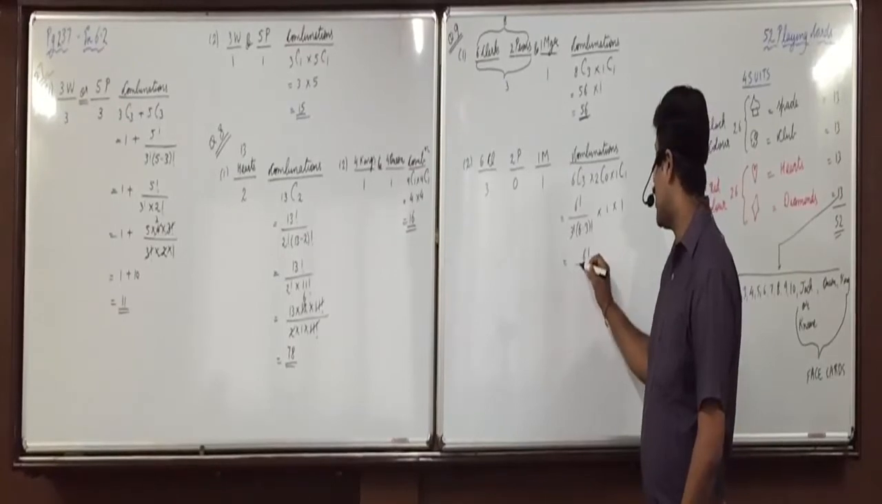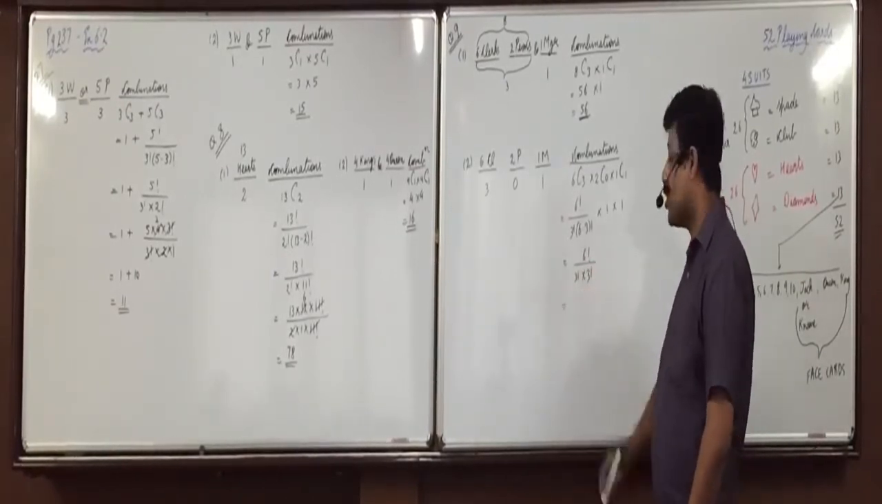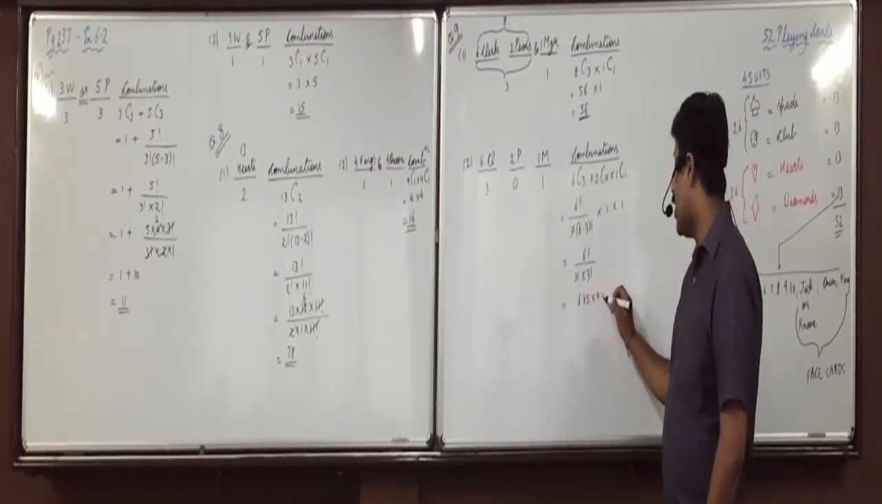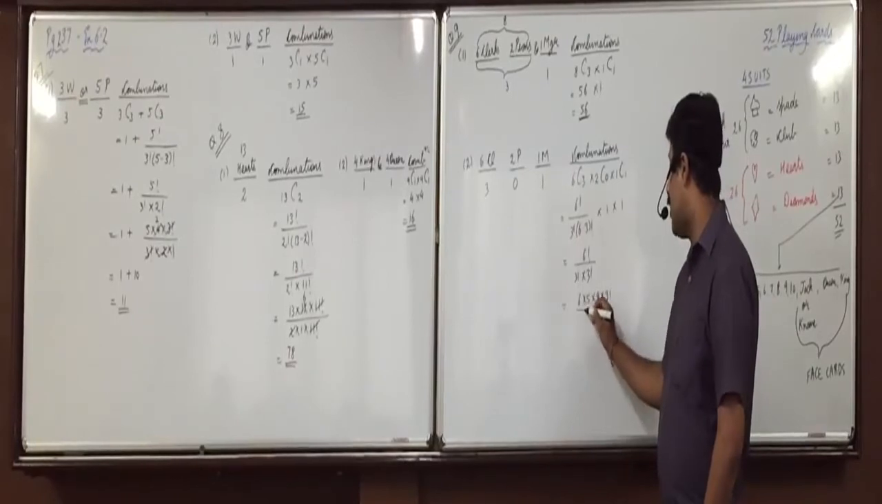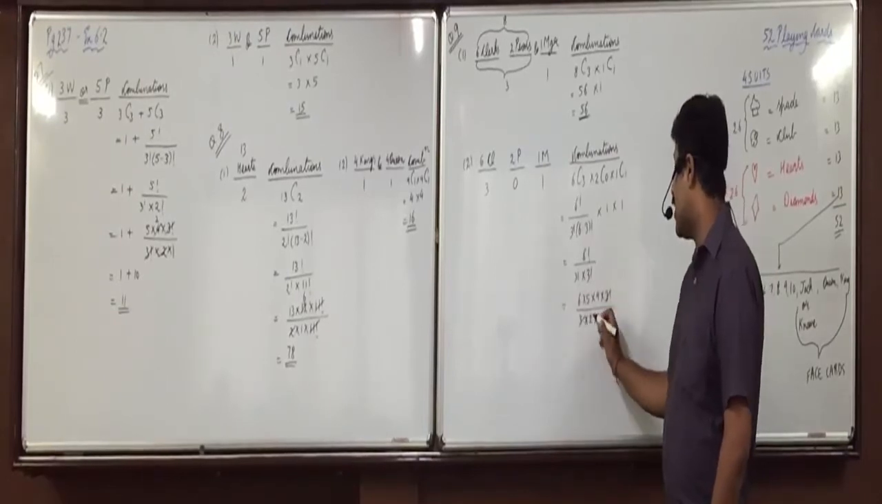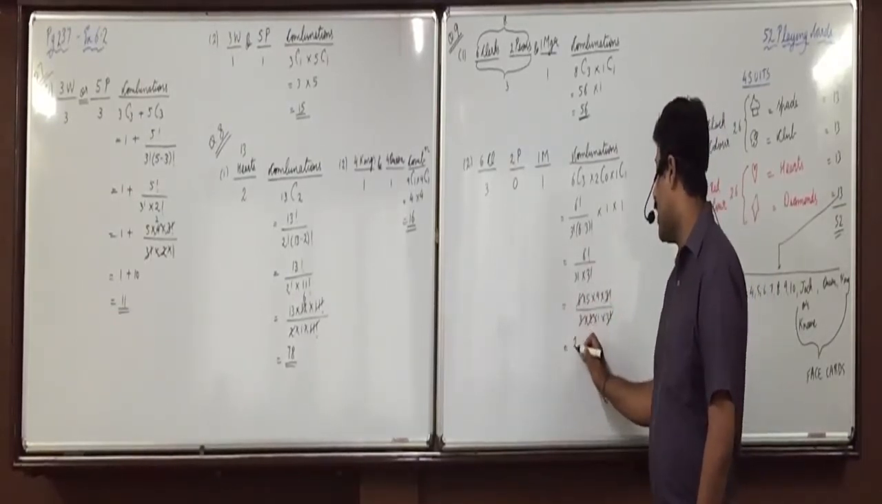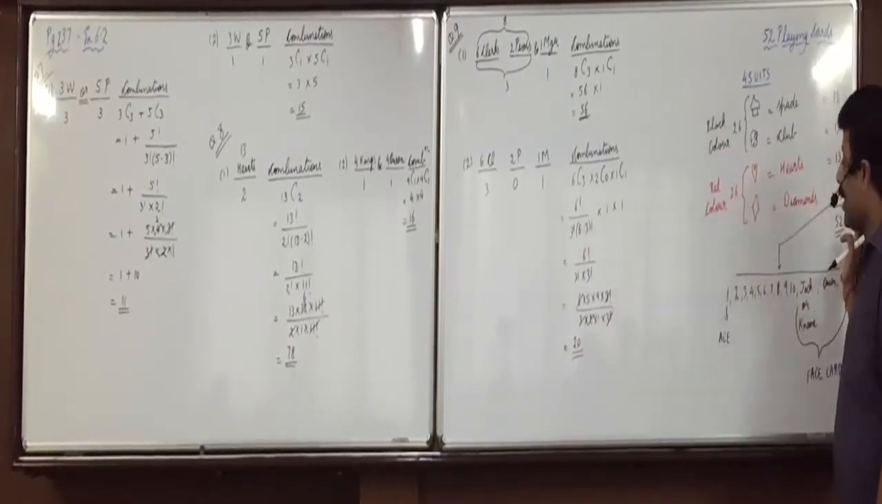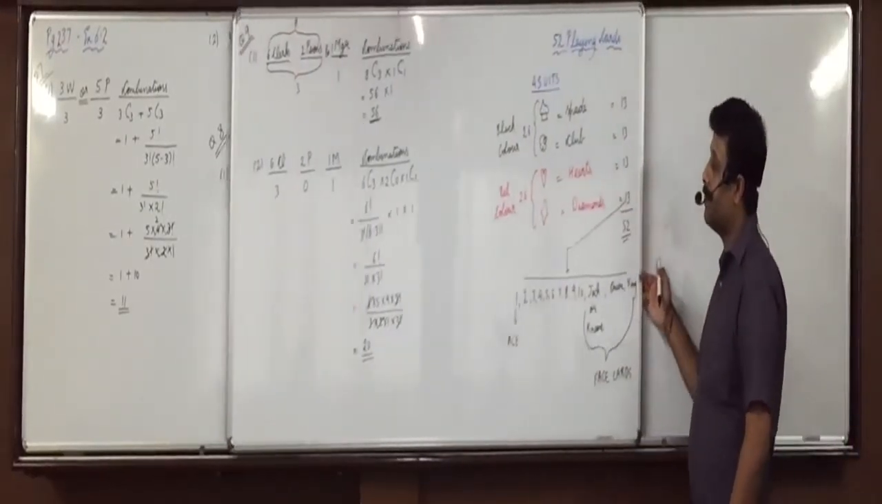So 6 factorial upon 3 factorial into 3 factorial. Yes, correct. 6 into 5 into 4 into 3 factorial upon 3 into 2 into 1 into 3 factorial. 3 factorial cancel, 3 into 2, 6 cancel, 5 into 4, 20. Did everyone understand this? So 20 ways of making a committee.